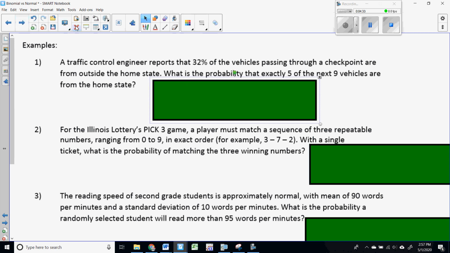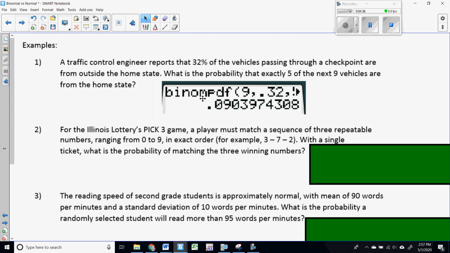So if you take all of those and you put them into your binomial PDF, 9, 32, you can't see it here, 5, you can get your 0.09.